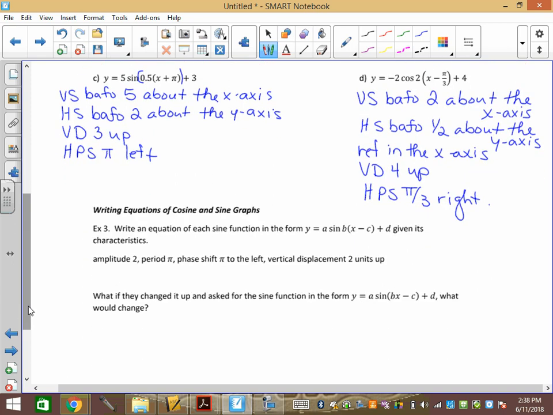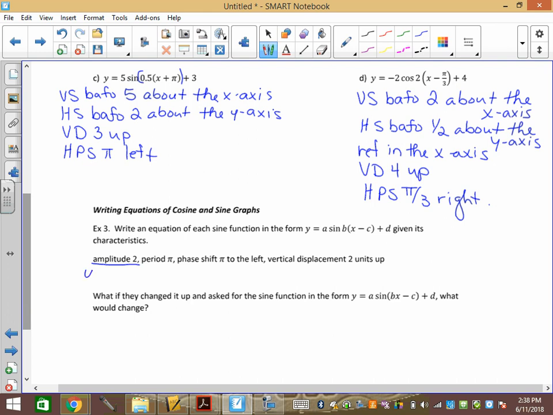Writing equations is where life gets a little bit more complicated. So when we write equations of graphs, our A's are the same, our B's are the same, our D's are the same, whether it's cos or sine. It's the C that changes depending on if it's cos or sine or negative or positive. So write an equation of each sine function in the form y equals a sine b x minus c plus d given its characteristics. So it has an amplitude of 2.